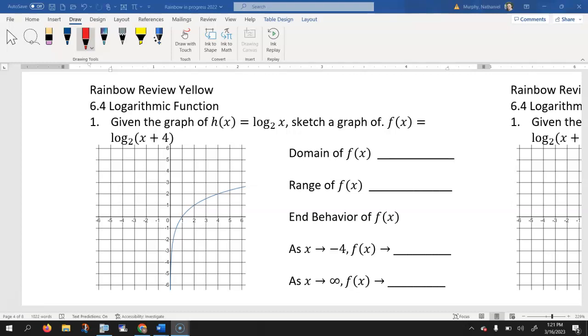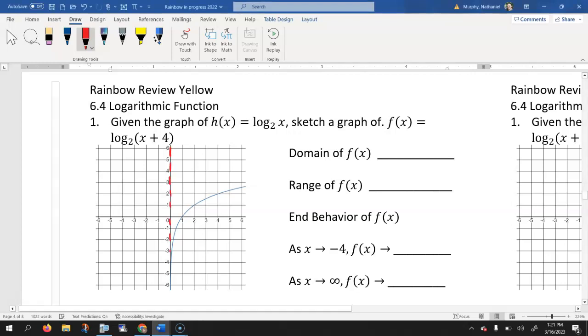All right, well, let's look at lesson 6-4. On the front side, we're looking at the graphs for numbers 1 and 2. So for the first one, remember this x plus 4, that plus 4 is inside the parent function. So that means we're going to do the opposite. We're going to move that graph to the left 4 units.